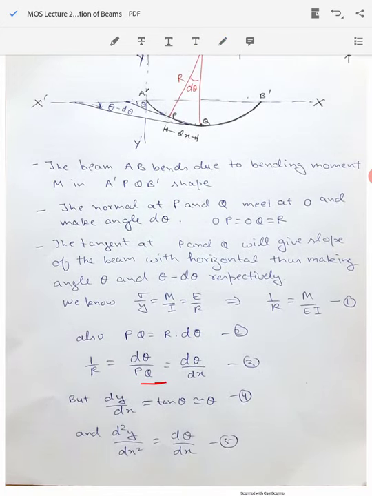Now as we know, we are taking the x axis along the length of the beam and the y axis perpendicular to it, along which the deflection is happening, so dy by dx is equal to tan theta, that is the slope. And for a very small angle theta, we can say that tan theta is approximately equal to theta. Therefore, if we differentiate further with respect to x, we can say that d square y by dx square will be equal to d theta by dx, that is the change in the slope.